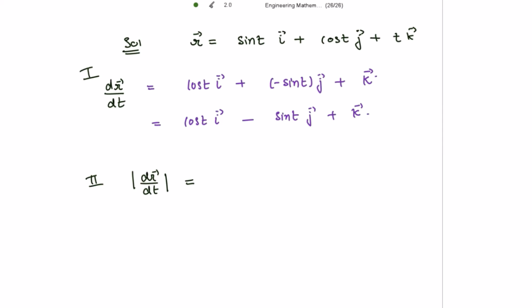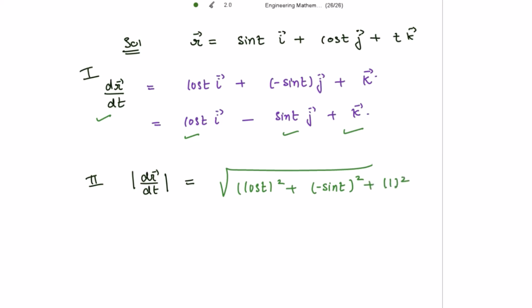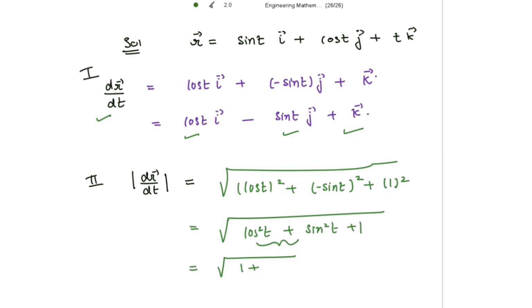And now we have to take the modulus of dr by dt. That will be equal to the square root of the sum of the squares of the components of dr by dt. So writing the coefficient of I vector, taking the square, plus the coefficient of j vector, taking the square, plus the coefficient of k vector, taking the square. So that will be equal to under root cos square t plus sine square t plus 1, and by using the identity, this is 1 plus 1, that is equal to square root 2.